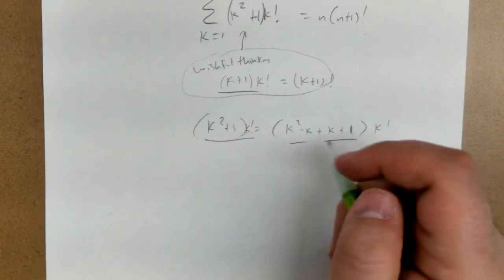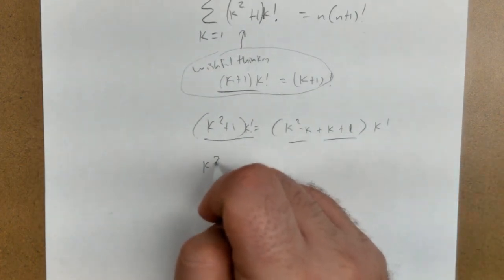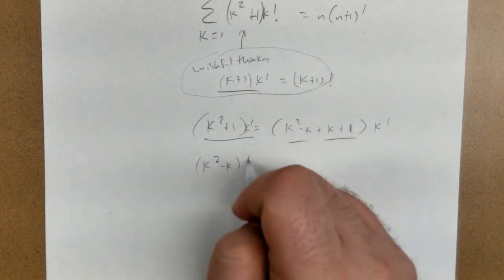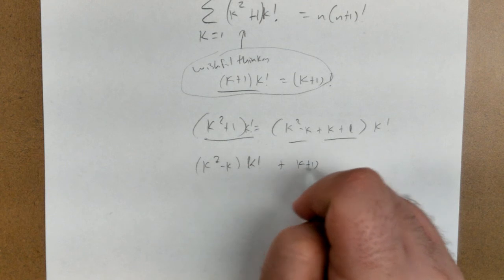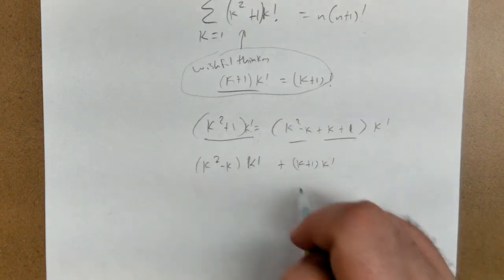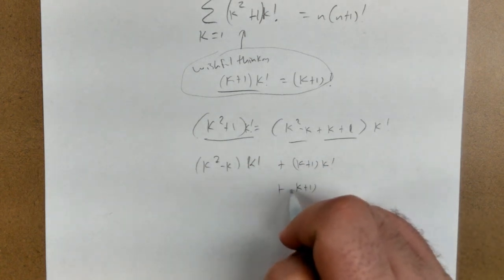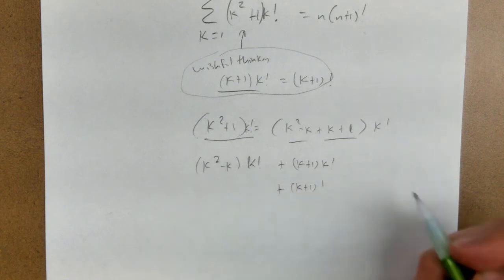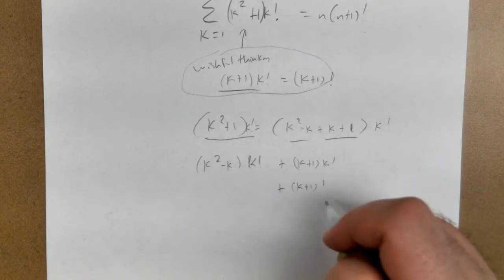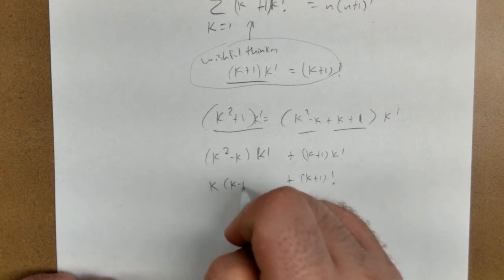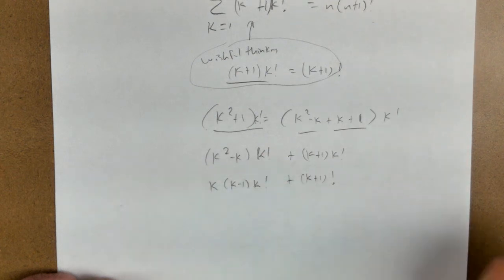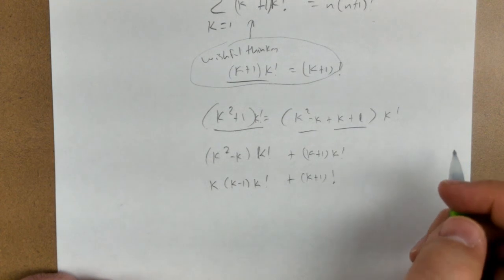Now, let's group these. I don't know if this is helping. We'll find out. k squared minus k, that can be times k factorial. And then k plus 1, that can be k factorial. And this is k plus 1 factorial. Did that help? I don't know yet. Okay, so over here, I can pull a k out because I don't know what else to do. Okay, so now let's look at what we got.